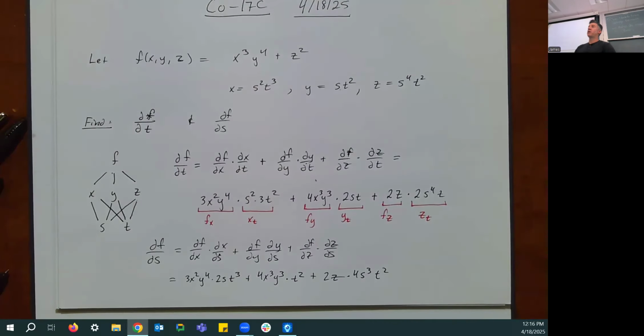It wouldn't have been hard to compute those partial derivatives again, but I'm trying to reduce the mental load, right? You might as well not do the same work again that you just did if you can avoid it. Questions about any of that?